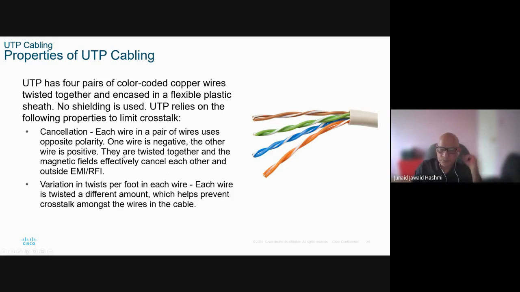Okay, so the twist, I already explained this. The twist between these wires is to cancel the EMI, outside interference, and that's all. But I have to show you how to make this cable. So here is the UTP cable, okay? And when you're making the cable, you have to be careful. The length should be the same for all these pairs.